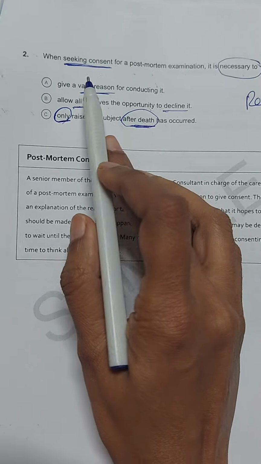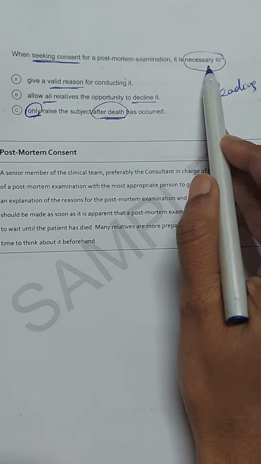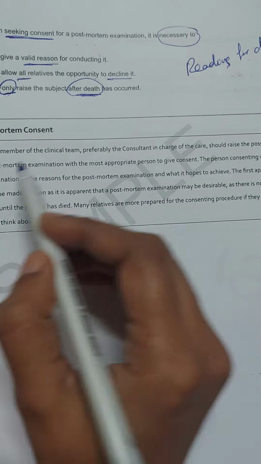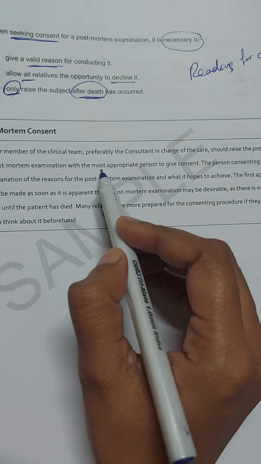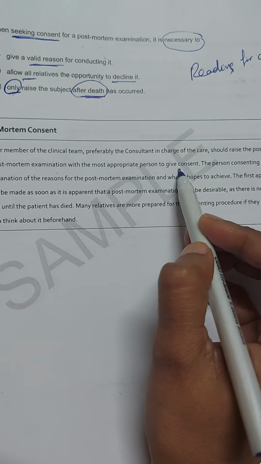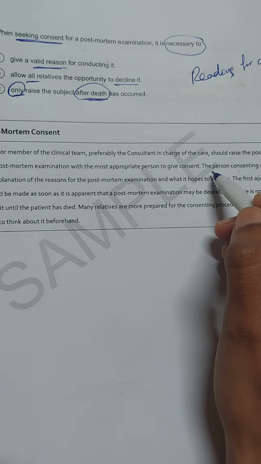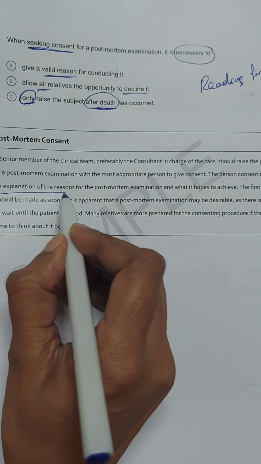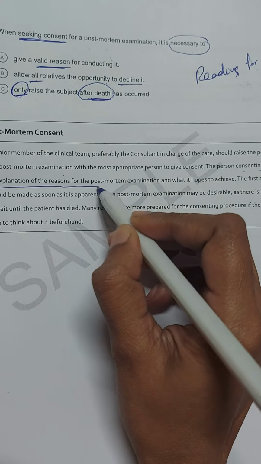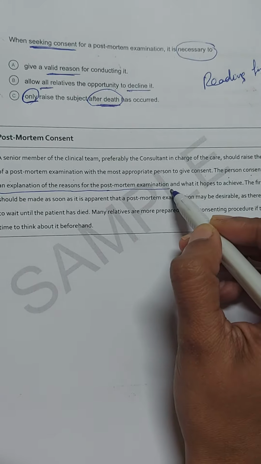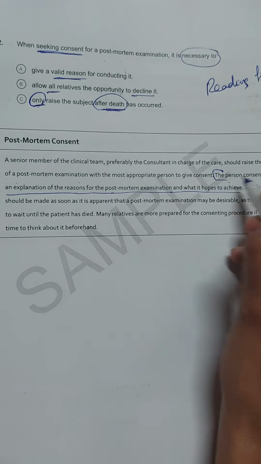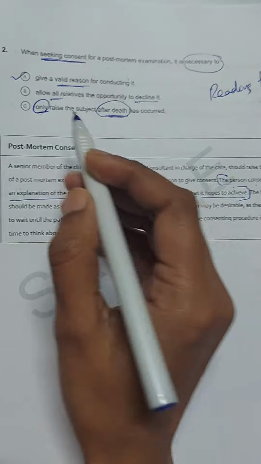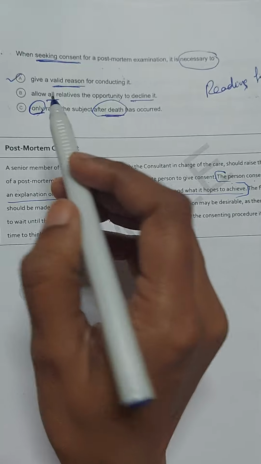So let me check where they are seeking consent and what is necessary. If you see this paragraph: should raise the possibility of a postmortem examination with the most appropriate person to give consent. The person consenting will need, this is necessary, an explanation of the reasons for the postmortem examination and what it hopes to achieve. So this line states that it is necessary to give a valid reason. So this is right.